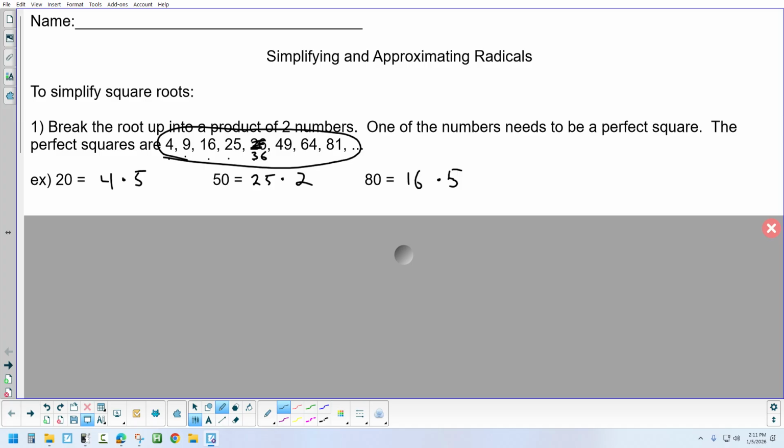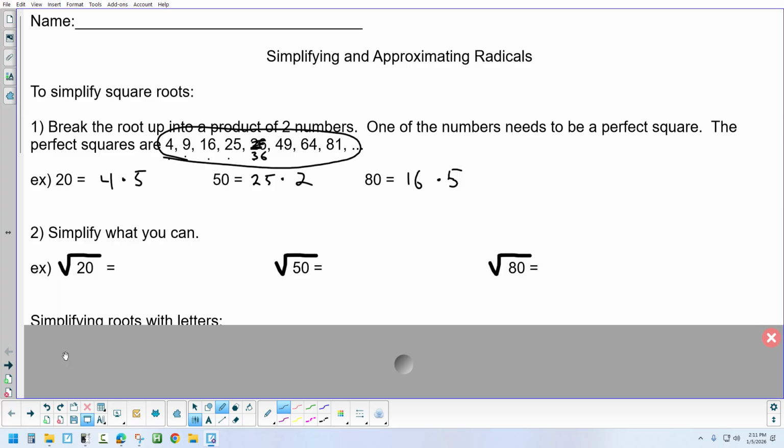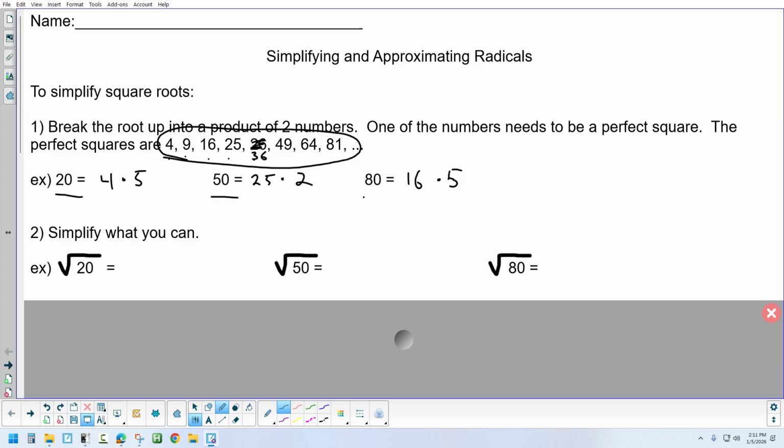So that's the first step: take your number and break it up as a product of two numbers. Now, let's do these same three again, but let's try to take the square root of them. The first step to take the square root of 20 is to break it up into two square roots. It's going to be these two numbers that you just figured out, 4 and 5. You break it into two square roots, and those numbers have to multiply together to give you 20.